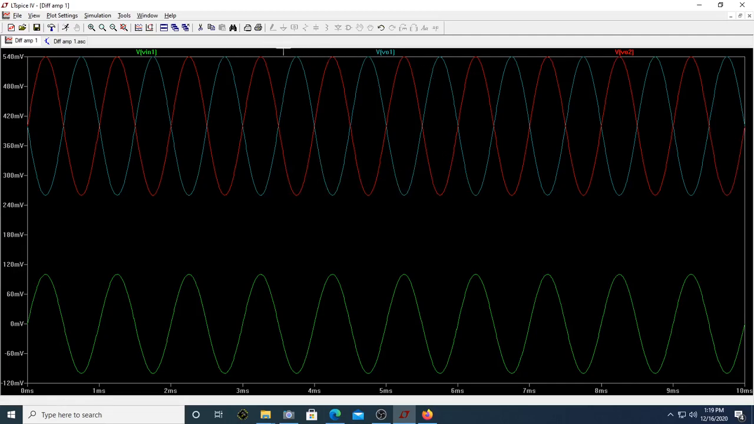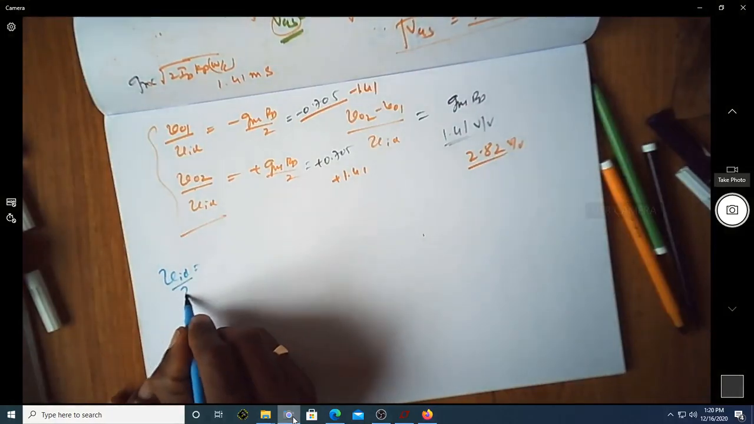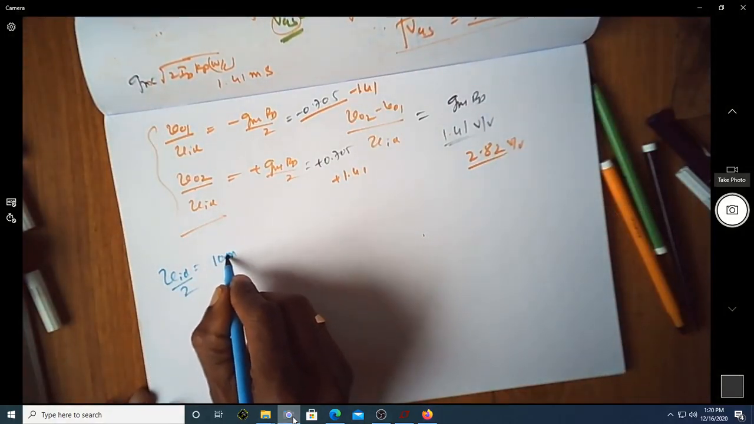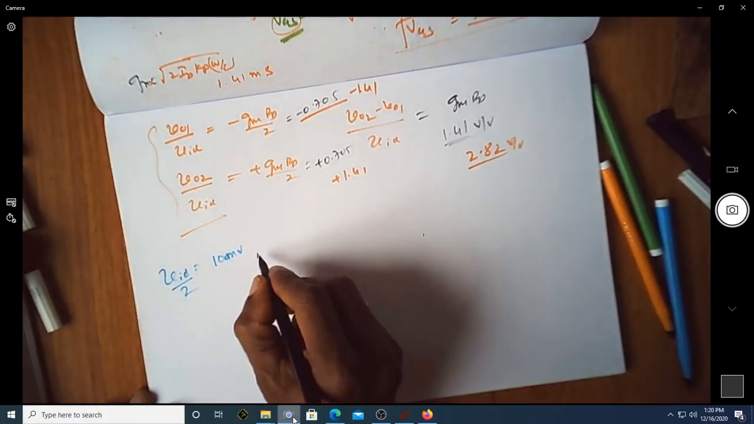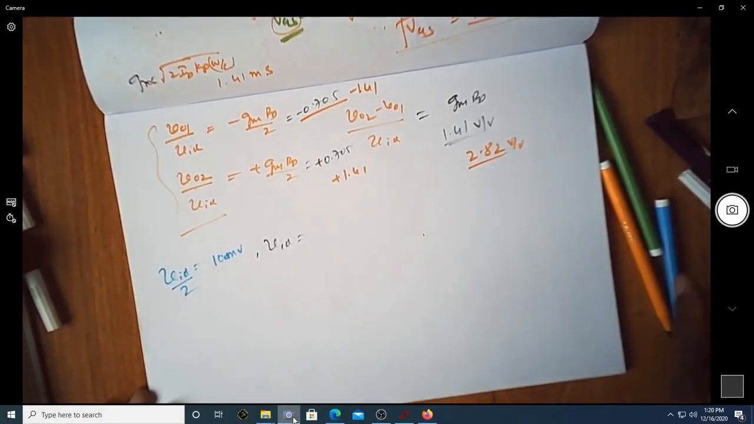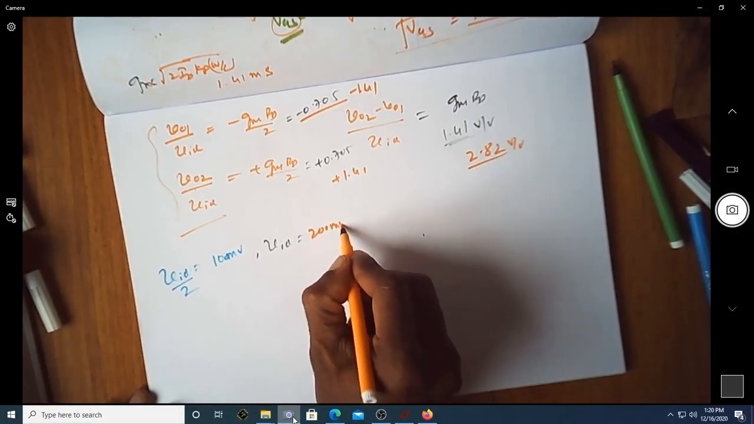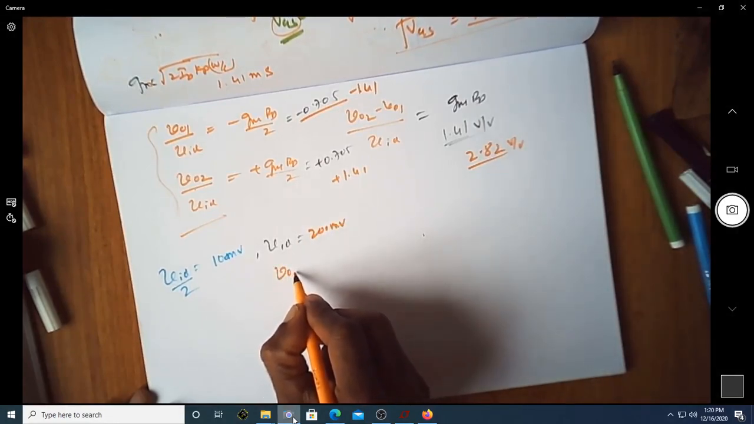Now if I measure the differential voltage, of course we'll just find the gain maybe in the next video. We'll actually verify what is the gain, or we'll just do it now. What is this? This is V in 1, which is VID by 2. Since VID by 2 peak is 100 millivolt, what is VID? VID is naturally equal to 200 millivolt.